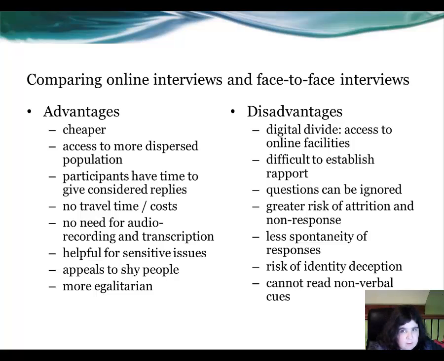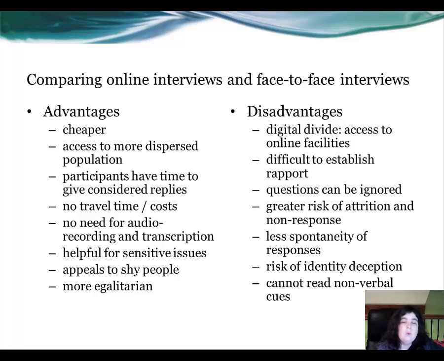However, the disadvantages are that not everybody gets online or can get online, and it's quite difficult to establish that rapport and connection that interviewers can have in a face-to-face situation.